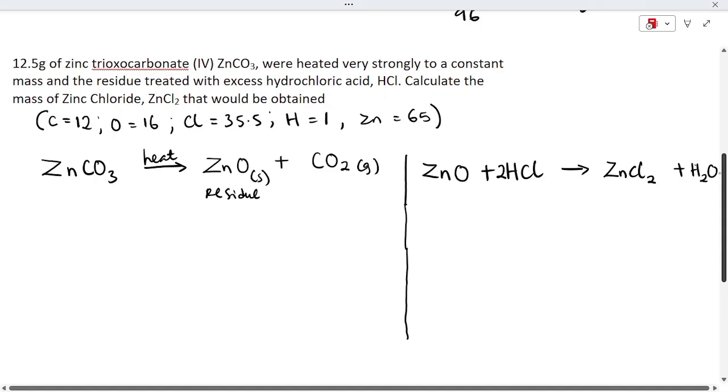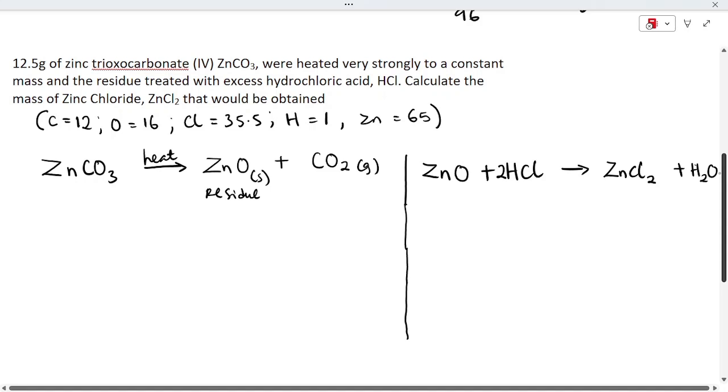So you can see that this question is now in 2 steps, not just 1 step. In other words, zinc carbonate did not directly react with hydrochloric acid to give zinc chloride. It was zinc oxide that did that. So if you want to know the amount of zinc chloride produced, you first of all need to determine the amount of zinc oxide that was produced, because it is that amount that will go ahead to react with hydrochloric acid to give you zinc chloride.